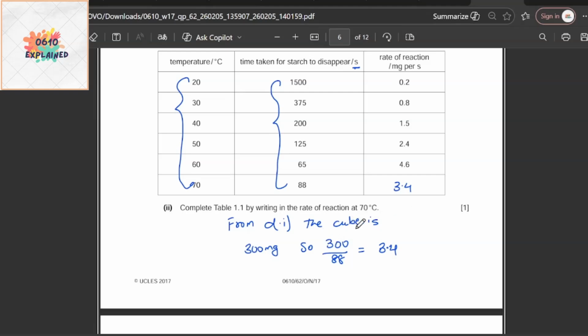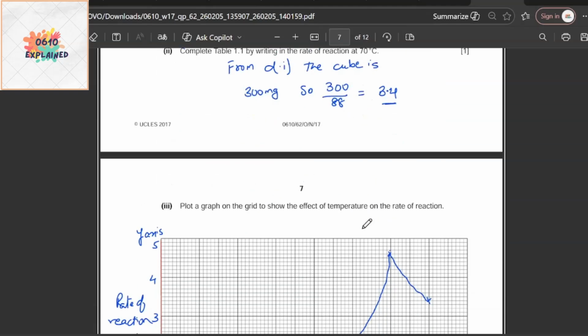Now, from D1 we know that the mass of the block was 300 milligrams. So your simple working over here was 300 divided by 88, which is the time taken for the starch to disappear. When you divide this, your answer will be 3.4. Write your answer in the table over here. Do not leave this empty, because if you have not written your answer in the table, you will not get marks. Also follow the trend of the table because it is one decimal place. So your answer will be 3.4.